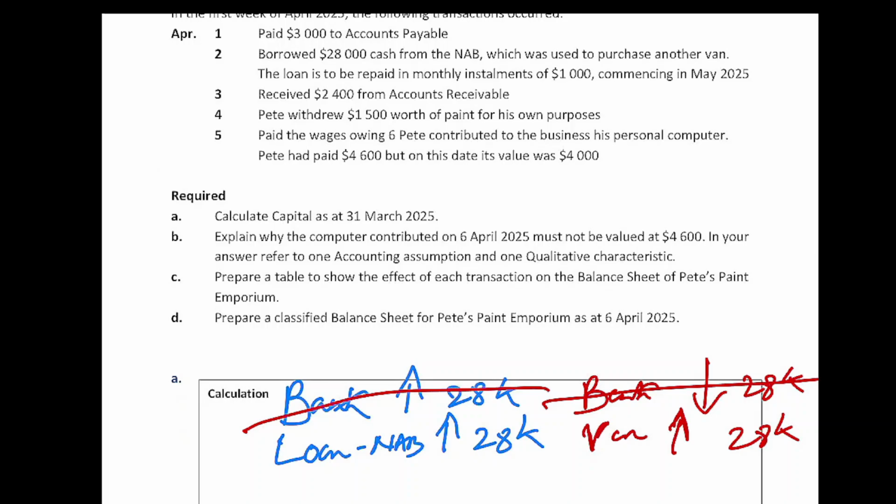Right? Wages owing. Remember there was wages owing in the balance sheets. What is wages owing? Liability. So your liability, what happens? Decreases.